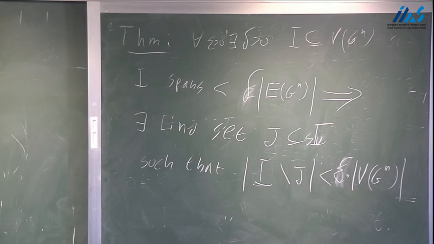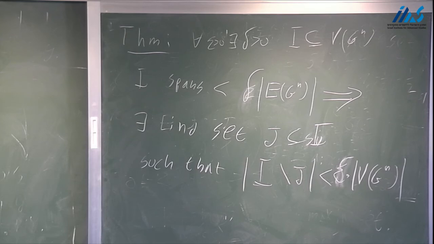So here's what we do. Let's say you have this set that spans few edges. By using the previous theorem I mentioned, DFR, you know that the set is more or less contained in some junta.